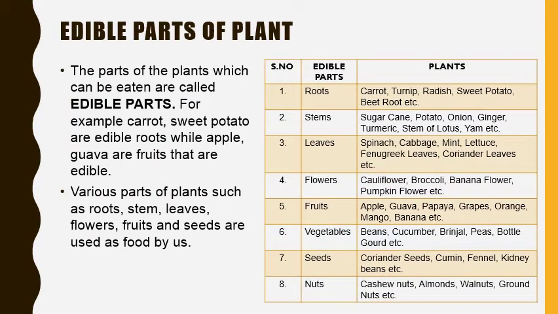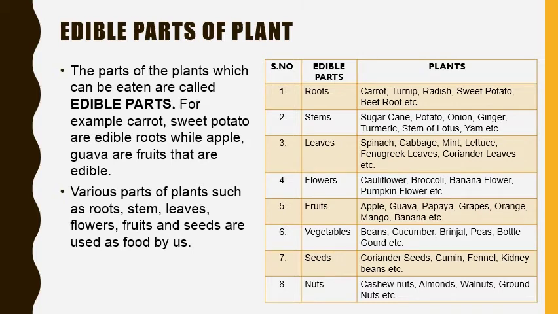From plants, we get a variety of food items. The parts of the plants which can be eaten or consumed as food are called edible parts. For example, carrot and sweet potato are edible roots, while apple and guava are edible fruits. Various parts of plants such as roots, stem, leaves, flowers, fruits, and seeds are used by us for food.